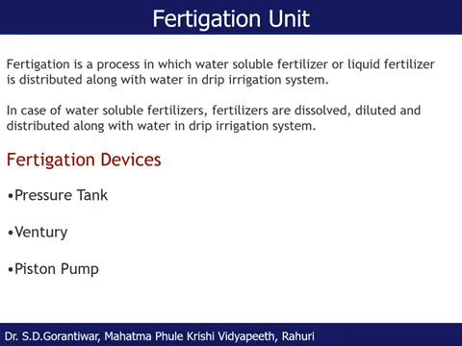To make this possible, we need the unit which is called the fertigation unit. In the case of water soluble fertilizers, they are first dissolved, diluted and distributed along with water in the irrigation system.